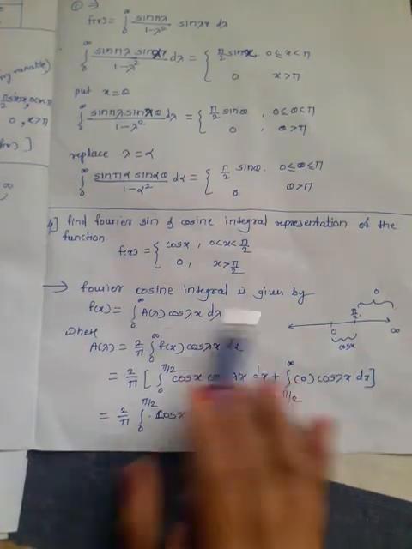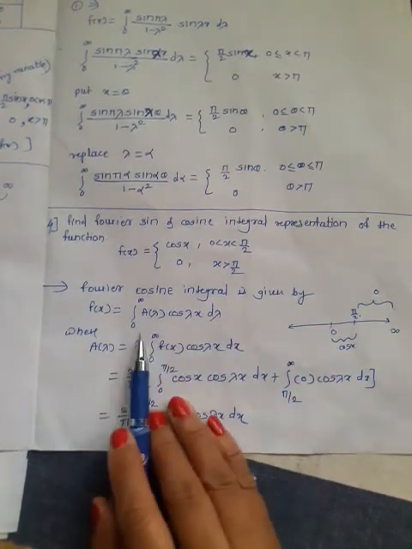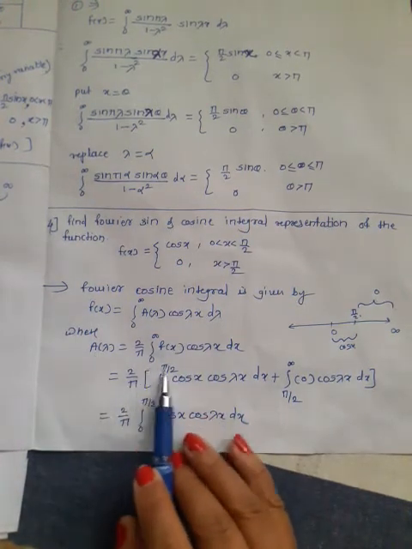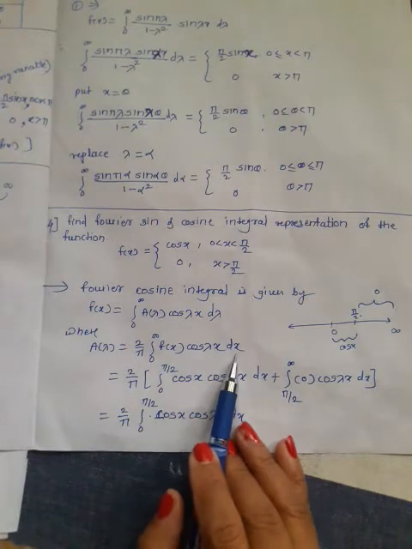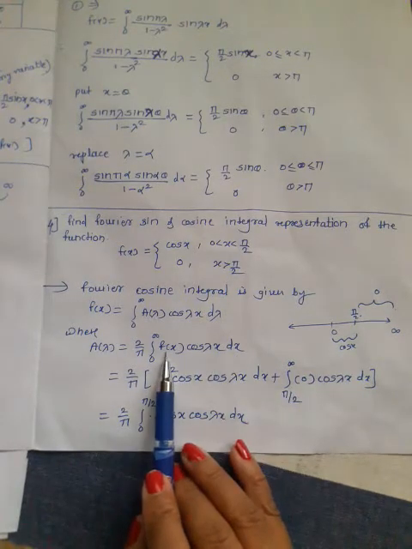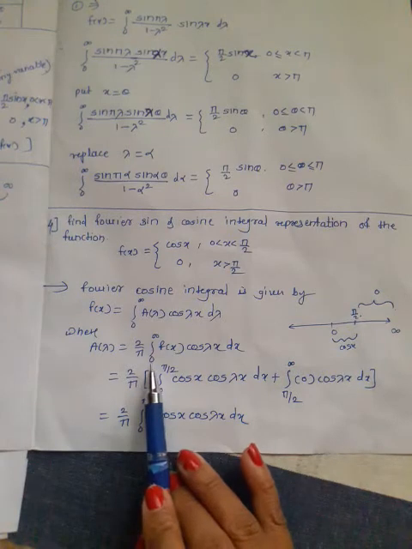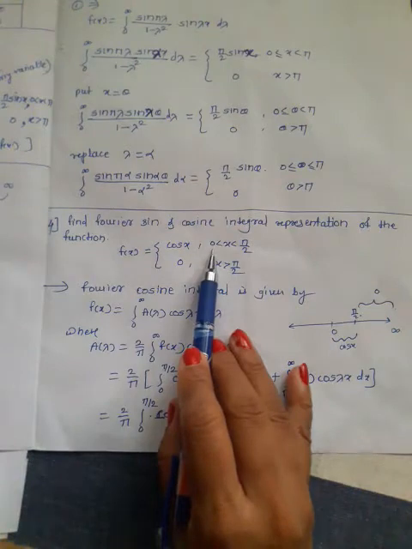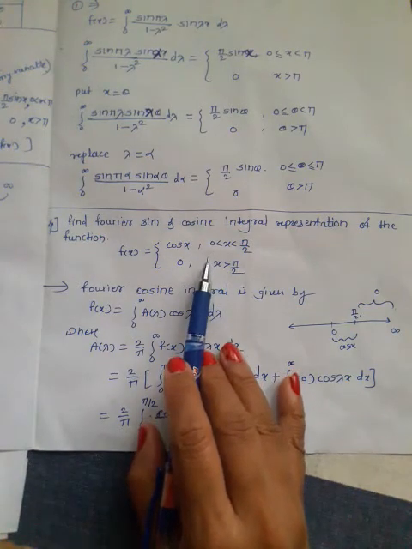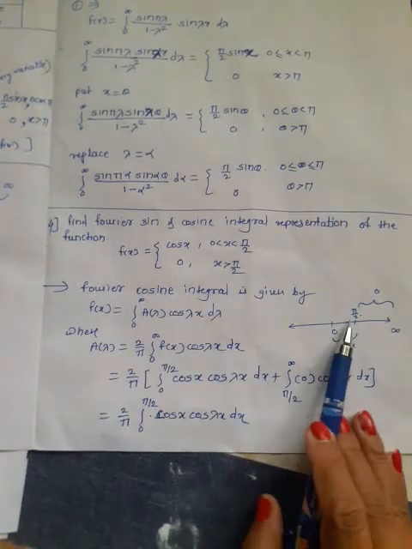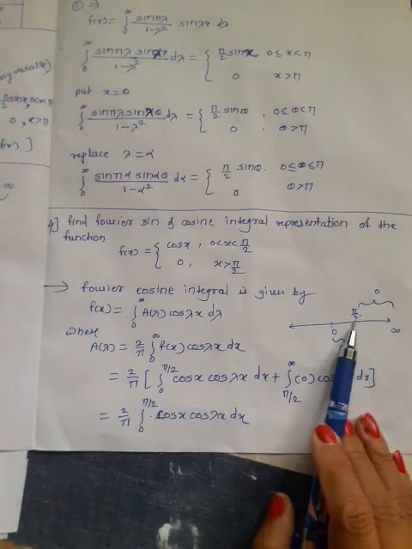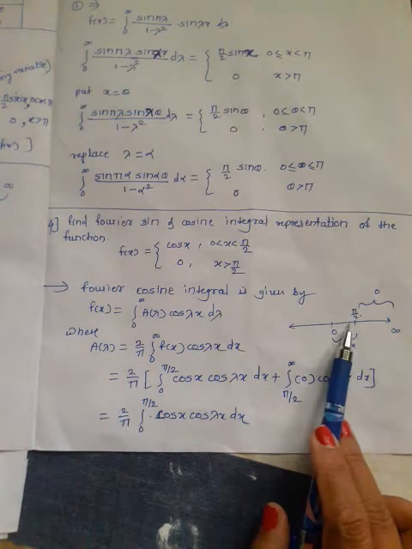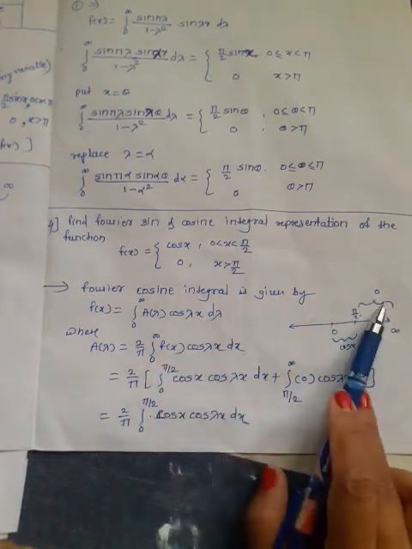The Fourier cosine integral is given by, this is the formula, f(x) is equal to integration 0 to infinity a(lambda) cos lambda x d lambda, where a(lambda) is 2 upon pi integration 0 to infinity f(x) cos lambda x dx. Now put the value of f(x). Our integration has limits 0 to infinity, but the function is given in the form of intervals. It's split into two intervals, 0 to pi by 2. Suppose this is 0, this is infinity, this is the pi by 2 point. From 0 to pi by 2 the function value is cos x, and for greater than pi by 2, meaning pi by 2 to infinity, the function value is 0.